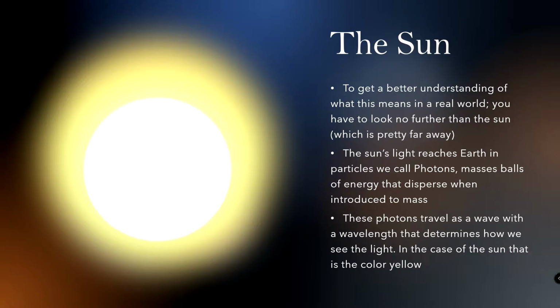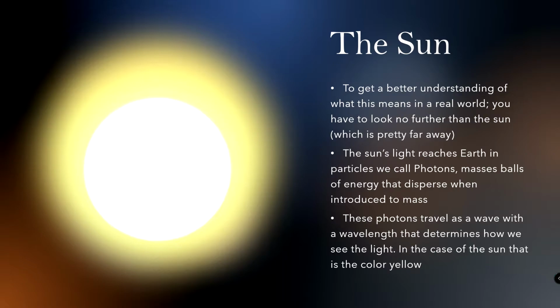So the sun's light reaches Earth by something we call photons, right? And these photons, my slide says masses, but it's meant to be massless balls or particles of energy that disperse when it's introduced to mass. The mass absorbs all of this energy and becomes a little more excited, increases in temperature, and it dissipates, right? The photon no longer exists. It is completely within the massed particle.